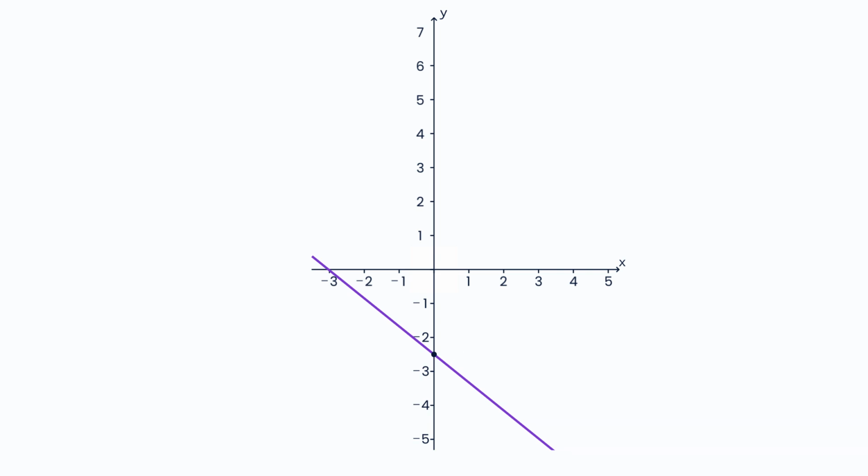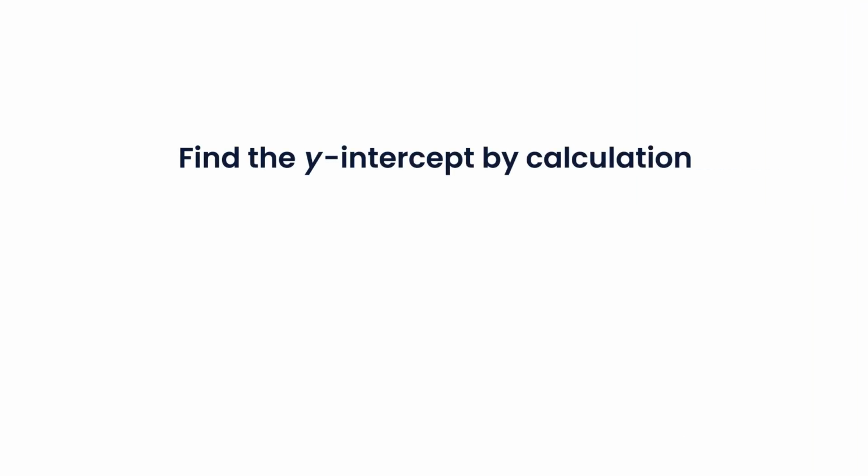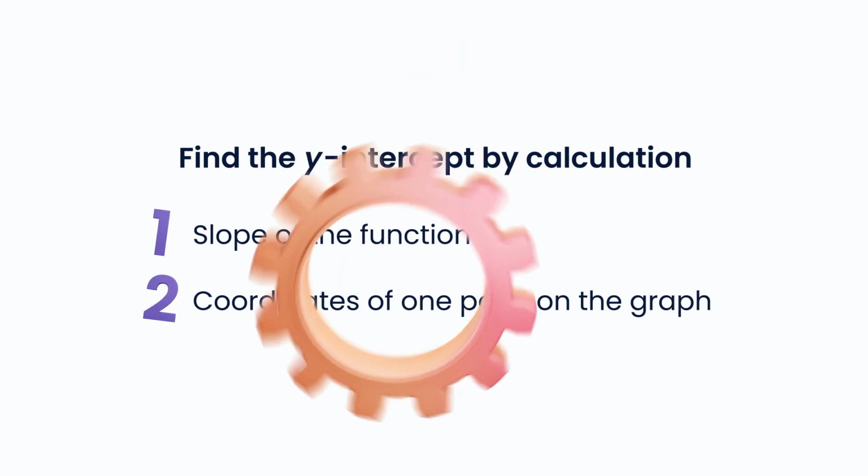Sometimes you have neither the graph nor the expression of the linear function. But it turns out that even in these cases, you can still determine the y-intercept by calculation. The only two things you need are the slope of the function and the coordinates of one point on the graph. Let's look at an example.